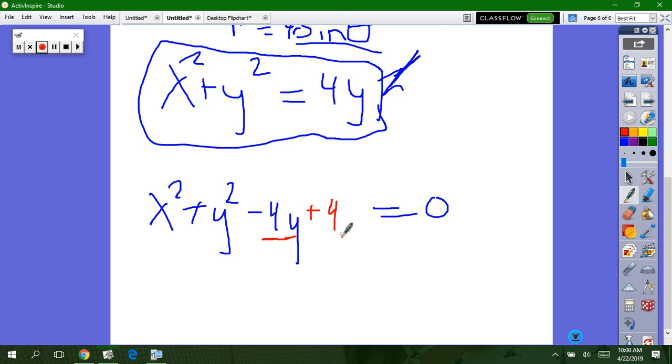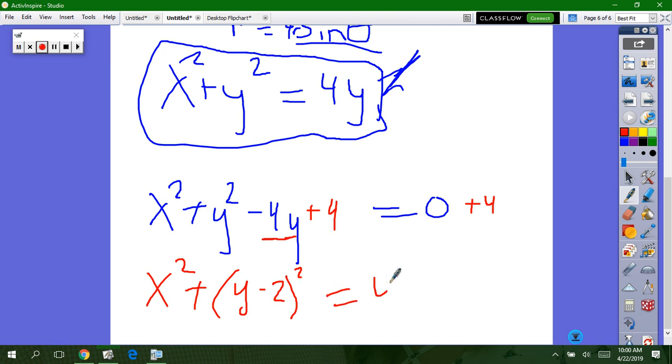So can I just all of a sudden willy-nilly throw a 4 on one side of the equation? What do I have to do? Add 4 over here. So then I'm here: x squared plus (y minus 2) squared. Because if I factored that y squared minus 4y plus 4, that would be a perfect square, a perfect binomial squared. That was the whole goal of completing the square, if you recall that last year.